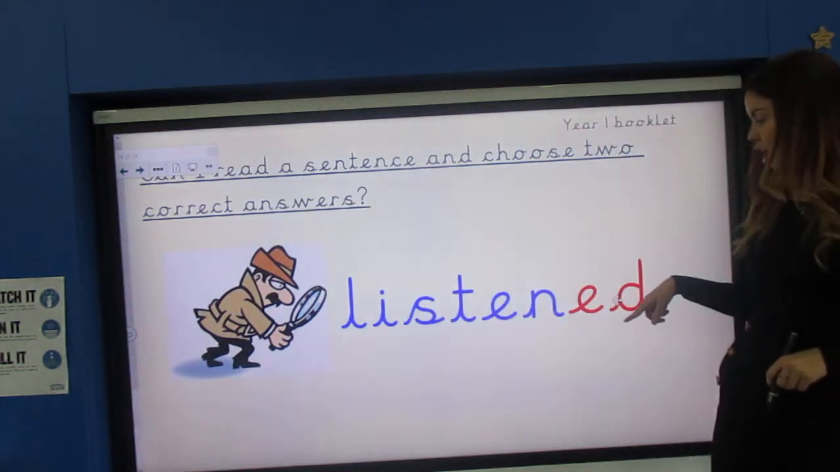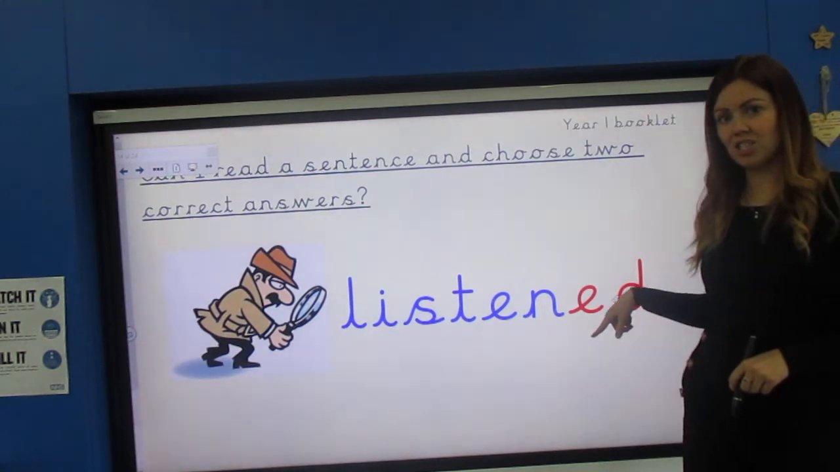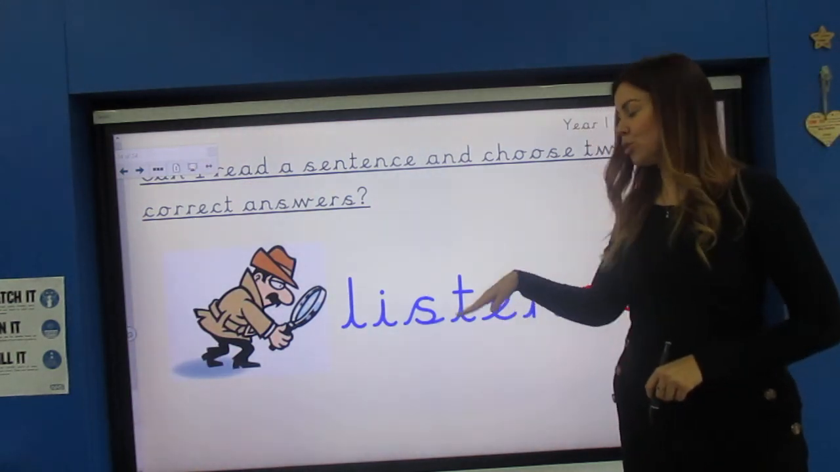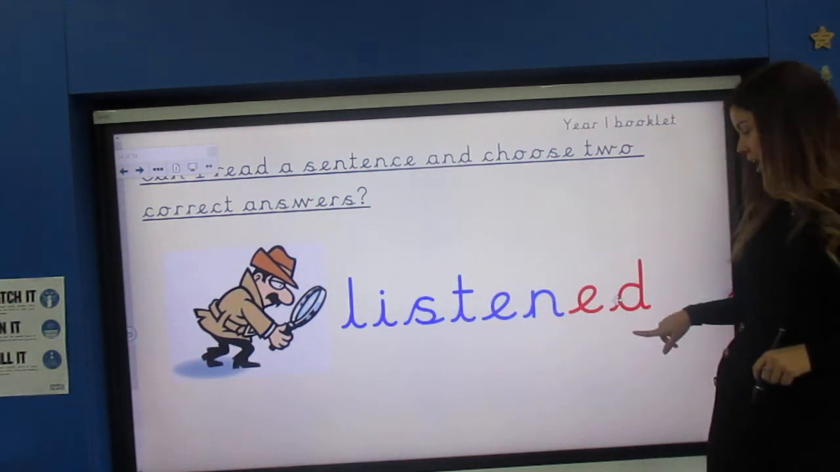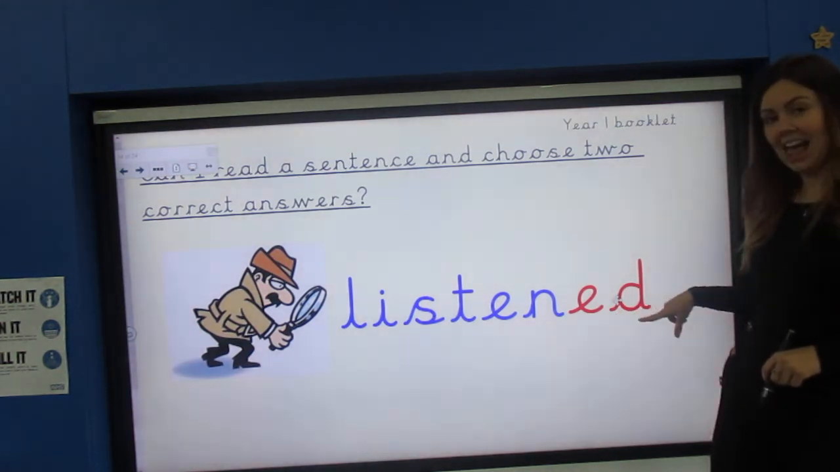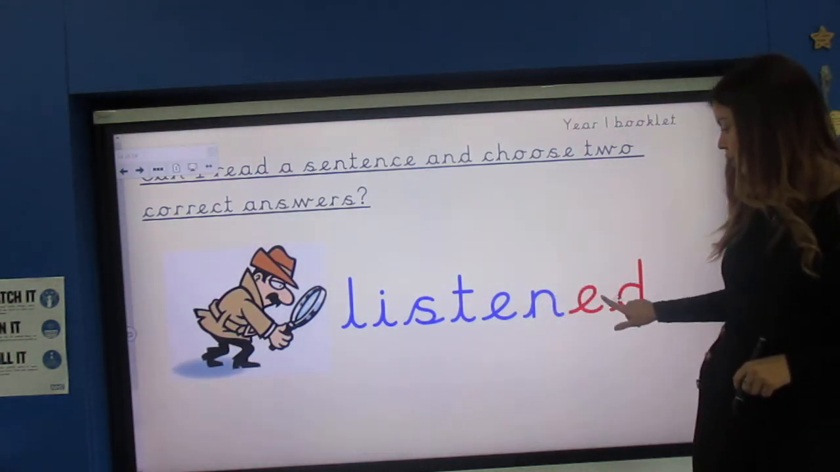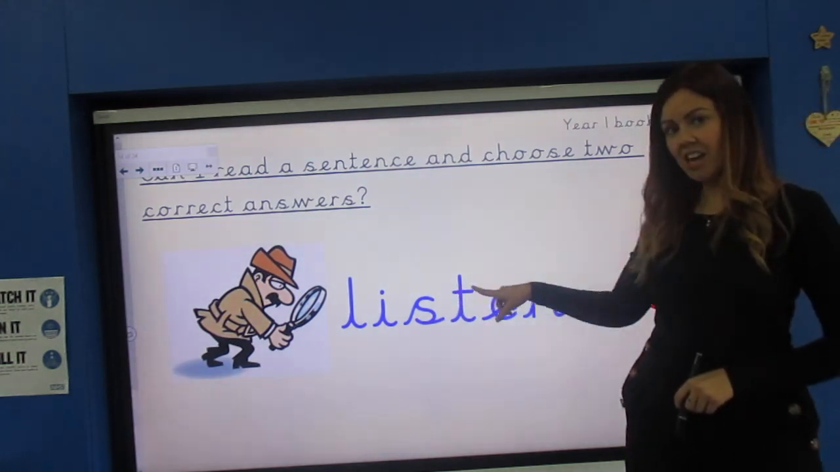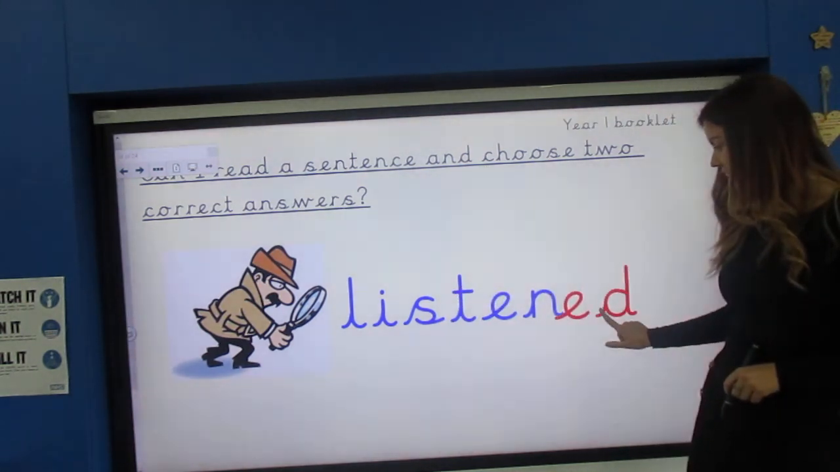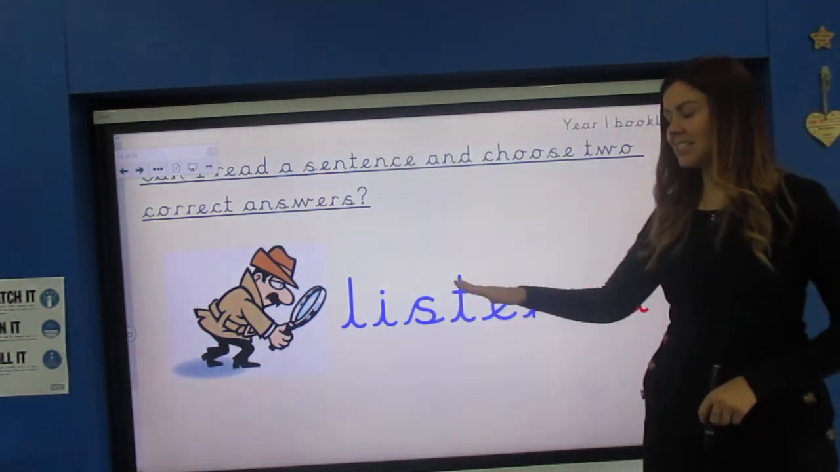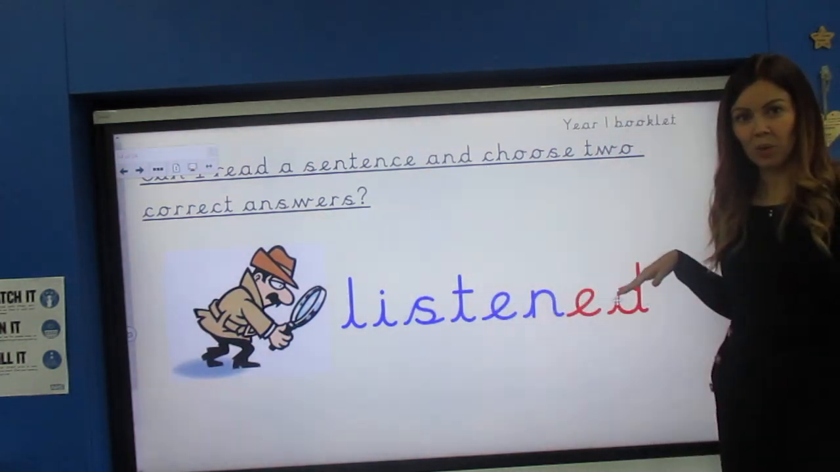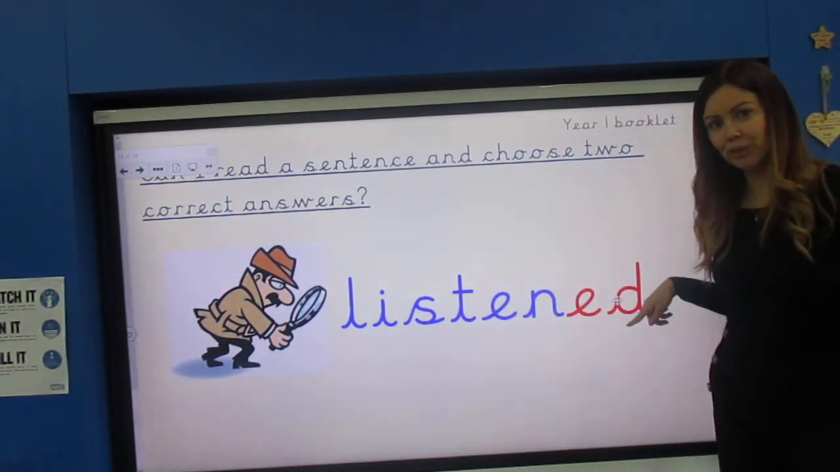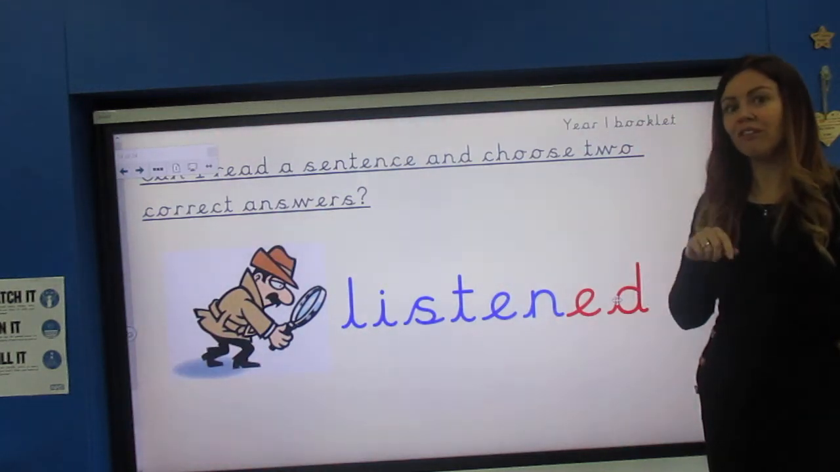Listened. Okay, we don't have to say ed. Listened. Listen ed. We just say listened. Okay, but it's very often written with an E and a D. Okay, so if you see listen with an E and a D at the end, it makes listened. Okay? So that's your clue today, your detective clues for in your booklet.